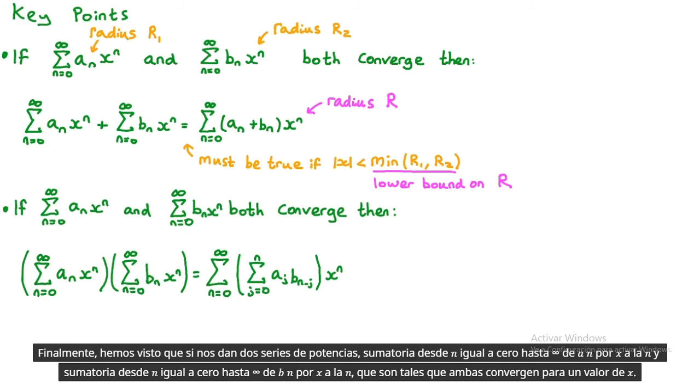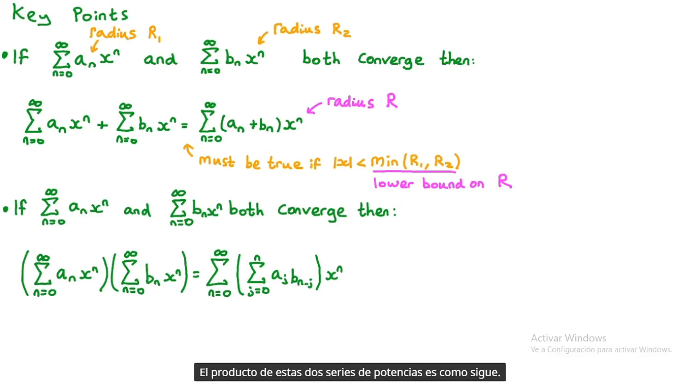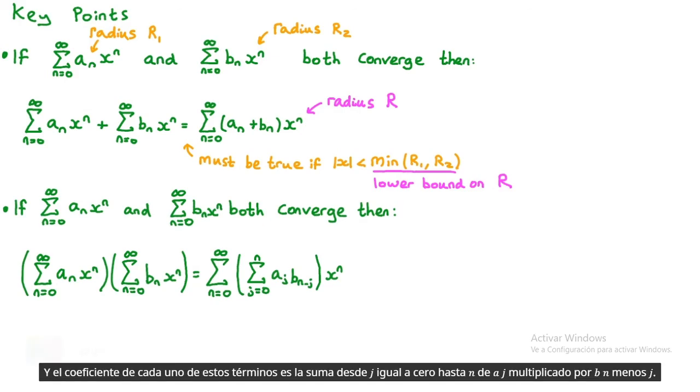Finally, we were shown if we were given two power series, the sum from n equals 0 to infinity of a_n x to the nth power, and the sum from n equals 0 to infinity of b_n x to the nth power, which both converge for a value of x, then the product of these two power series is given by the sum over all of our x to the nth terms, and their coefficient is the sum from j equals 0 to n of a_j multiplied by b_(n-j).